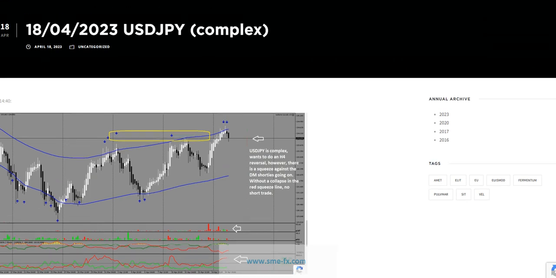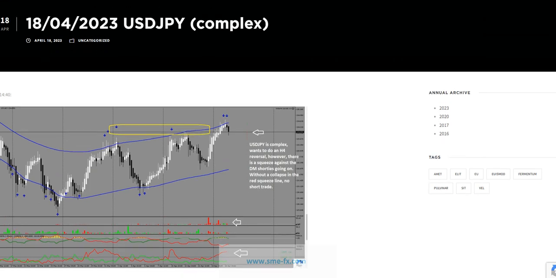Okay, the more complex ones, dollar yen. So the 18th, look, of course you can see on the forward chart on the 18th, they took the highs, they retested the upper 4-hour band. So it normally would do a 4-hour reversal. However, in this case, we had some shorties on the way and also a squeeze. So that's where it's dangerous. We want to see a collapse. We want to see the red squeeze line having a negative slope, pointing downwards, pointing at shorties getting kicked out or leaving, so that we can do a normalization trade.